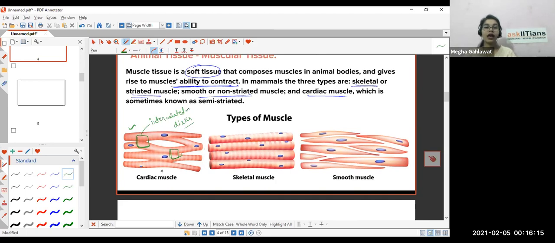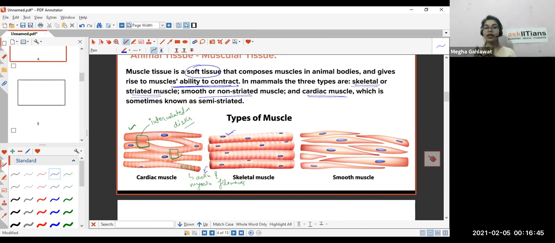Okay, then we have the striations. Do you see the different kinds of light and dark bands which are present in these muscles? These are the ones which we call the striations. These are present because of the actin and myosin filaments. We'll be talking more about these. Okay, and then we have the skeletal muscles. Skeletal muscles are the ones which also have these striations. That is also because of the actin and myosin filaments.